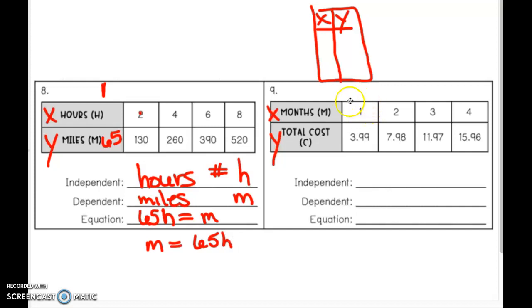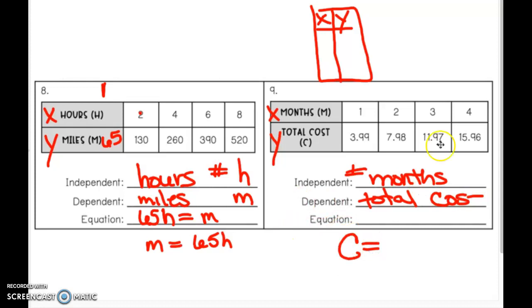Same thing up here. We've already got a 1, so we don't even have to worry about it. So the independent is the months, the number of months. Dependent is our total cost. Okay, so the dependent goes on the outside, cost. Independent goes in the middle, and we have to multiply it by something in this case. So it's going to be 3.99 per the number of months. So 1 month would be $3.99. If I put a 2 in there, it should be $7.98, and so forth. Okay, that's how we write our equations.